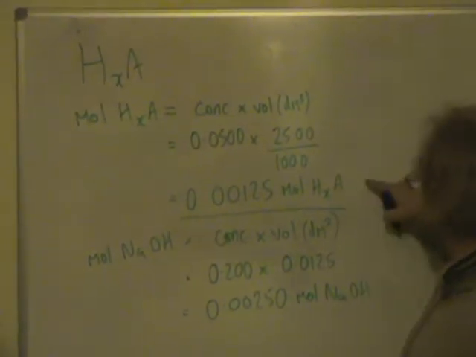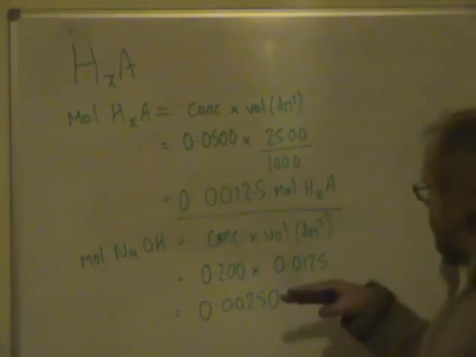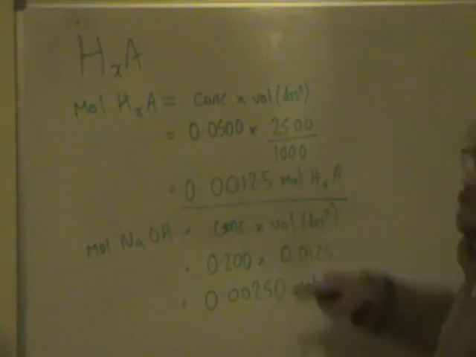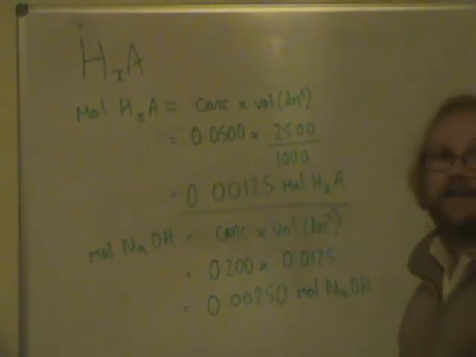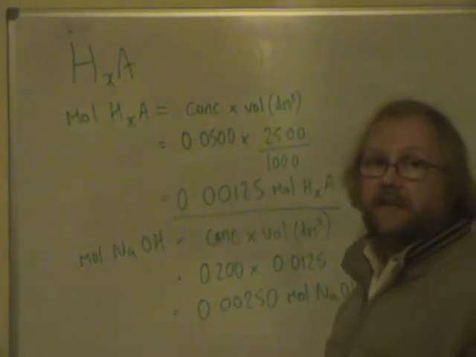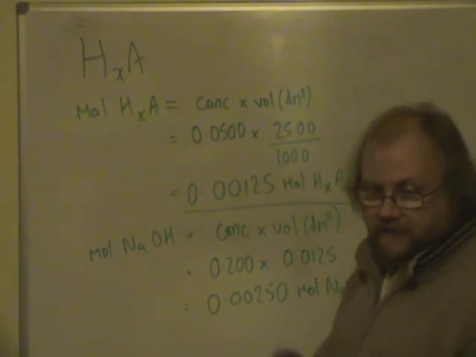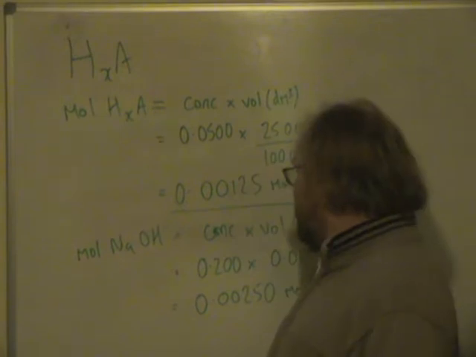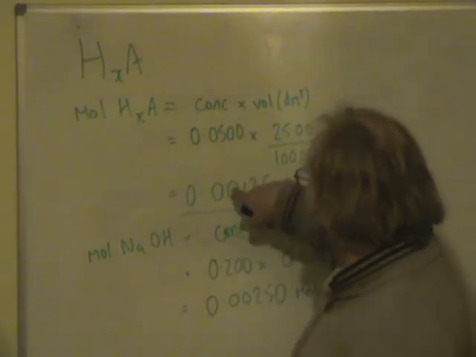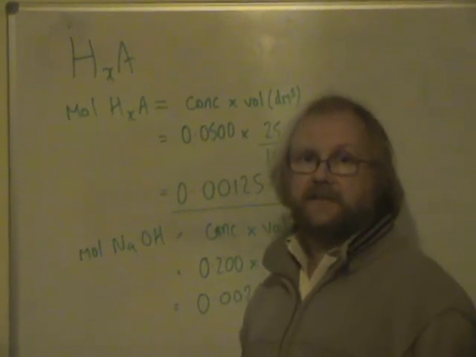Okay, so we've got these two numbers of moles, and to get the ratio of moles of sodium hydroxide to moles of HXA, you just divide that number by that number, and you can probably do that in your head without needing your calculator. You can see you need twice as many moles of NaOH, and that gives you the answer to part C. So the answer is that because you need twice as many moles of NaOH as you do of HXA, that means that X is equal to 2.